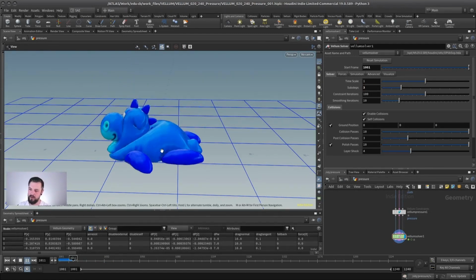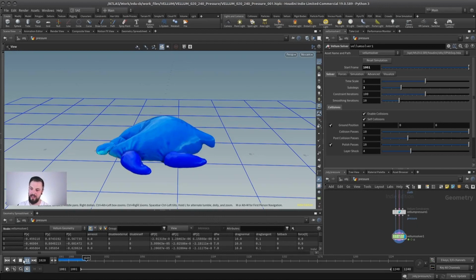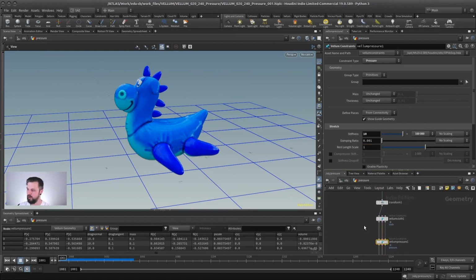And that's important to understand. The stiffness, the stretch stiffness, does not control the amount of volume. It controls how strongly the constraint tries to keep its volume. It's not about how much volume it has. This is where the rest length comes in. And the rest length is something I think we talked about. It basically is the size of the constraints relative to the starting point.